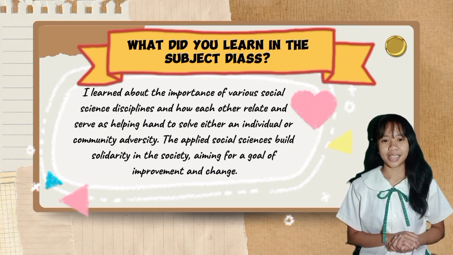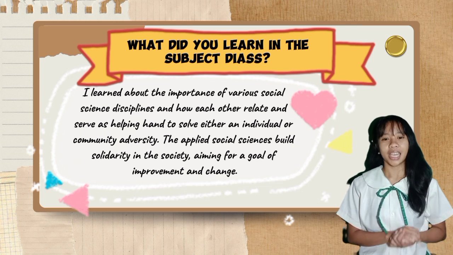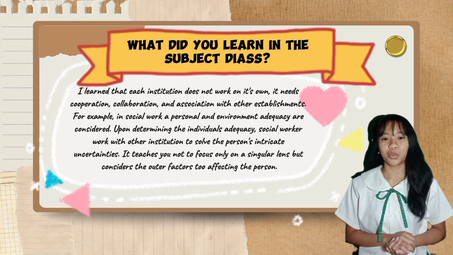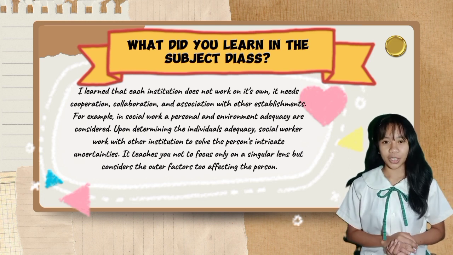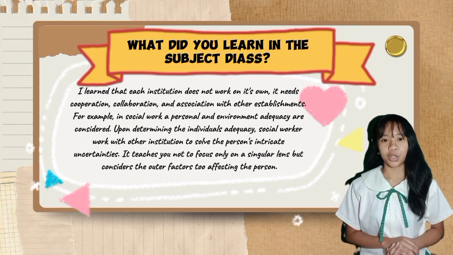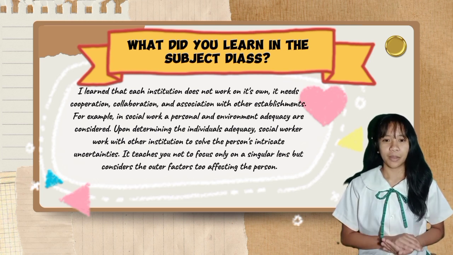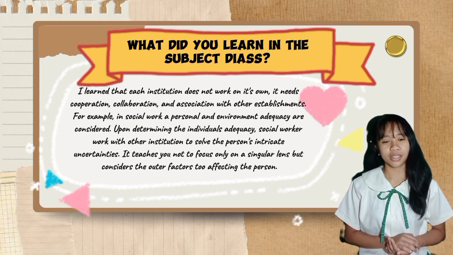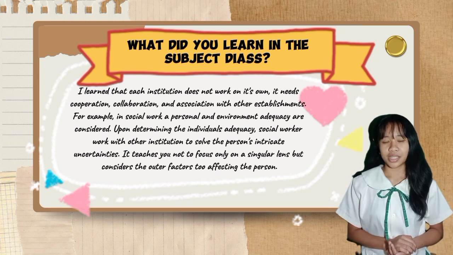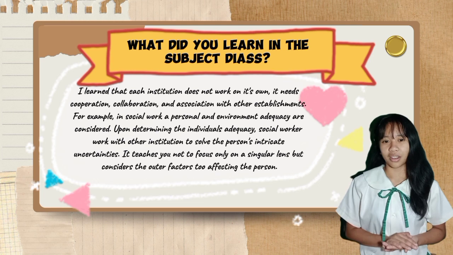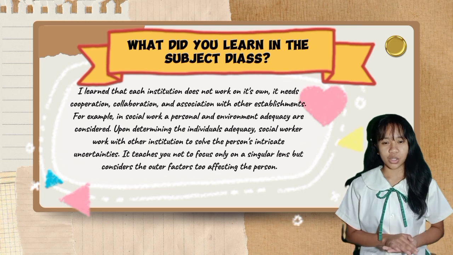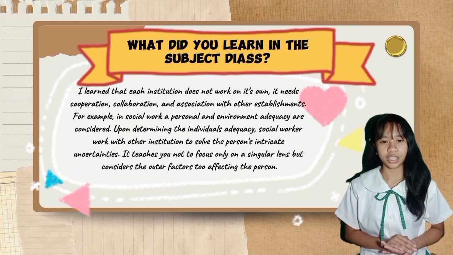The applied social sciences build solidarity in a society, aiming for a goal of improvement and change. I learned that each institution does not work on its own. It needs cooperation, collaboration, and association with other establishments. For example, in social work, personal and environmental adequacy are considered. Upon determining the individual's adequacy, social workers work with other institutions to solve the person's intricate uncertainties. It teaches you not to focus only on a singular lens, but to consider the outer factors too affecting the person.